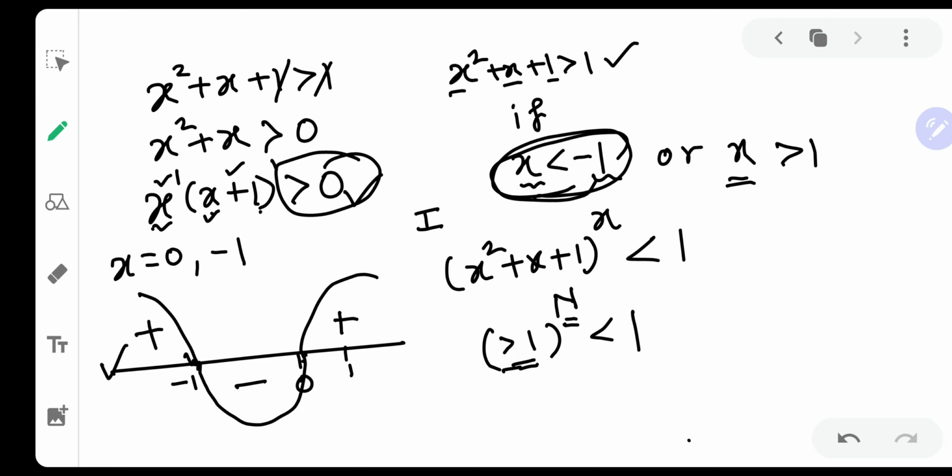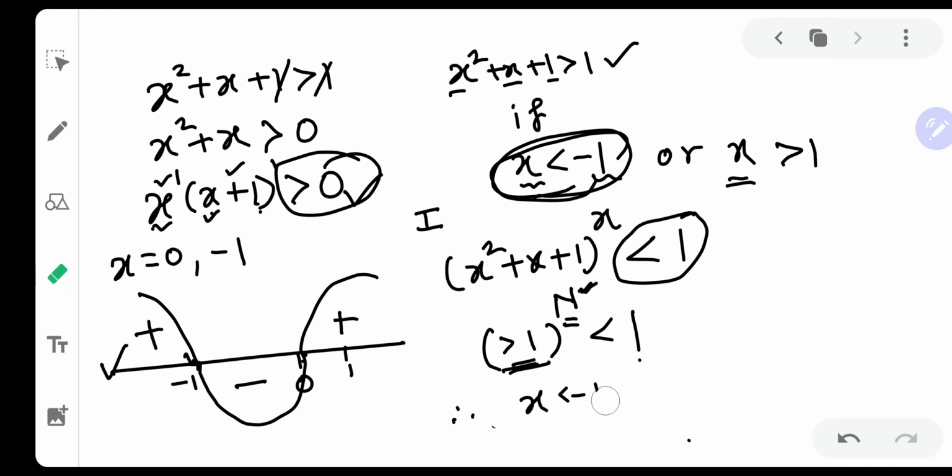Why? Because a number greater than 1 is provided a negative power. Hence it is tallying with our expression because they wanted the value to be lesser than 1. Therefore x less than minus 1 is a correct answer.